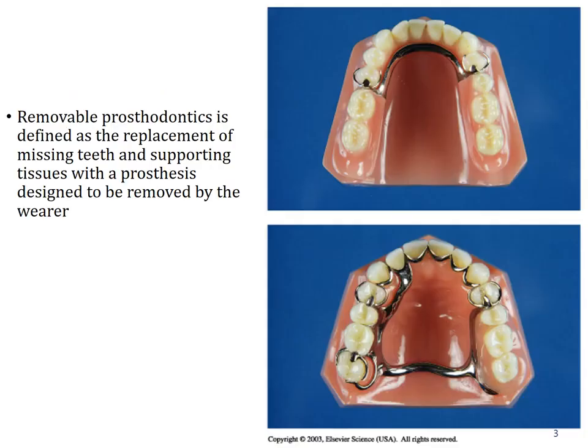So now, removable prosthodontics is defined as a replacement of missing teeth and supporting tissues with a prosthesis designed to be removed by the wearer, that is the patient. So here you can see removable prostheses, specifically a cast partial denture for the lower arch and Kennedy's class 1, which we will come to later, and another CPD for Kennedy's class 2 modification 1. This has a cast partial denture with a metal framework and resin base over the missing teeth area.